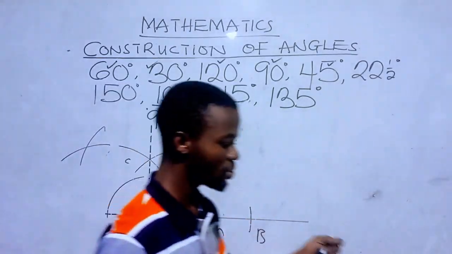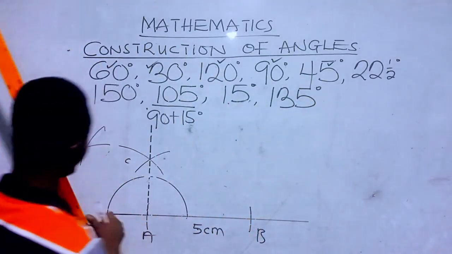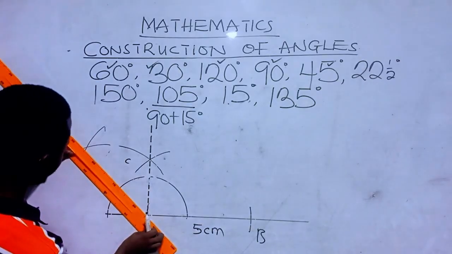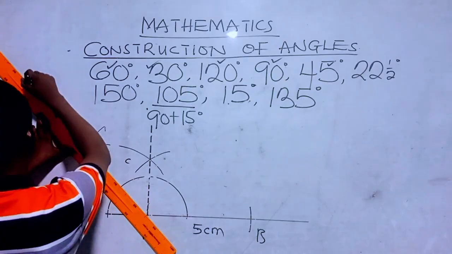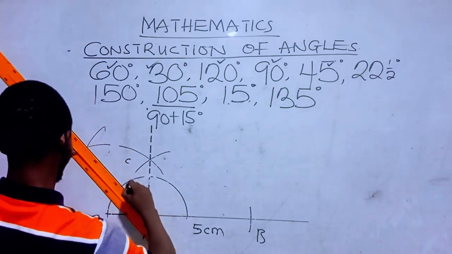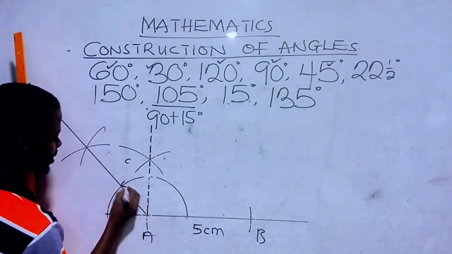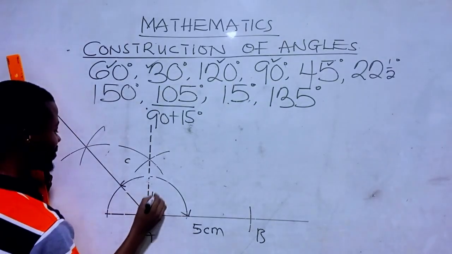So I just have to draw a line from A to pass through the intersection of the new arcs that I've just made. So from this to this is 135 degrees.